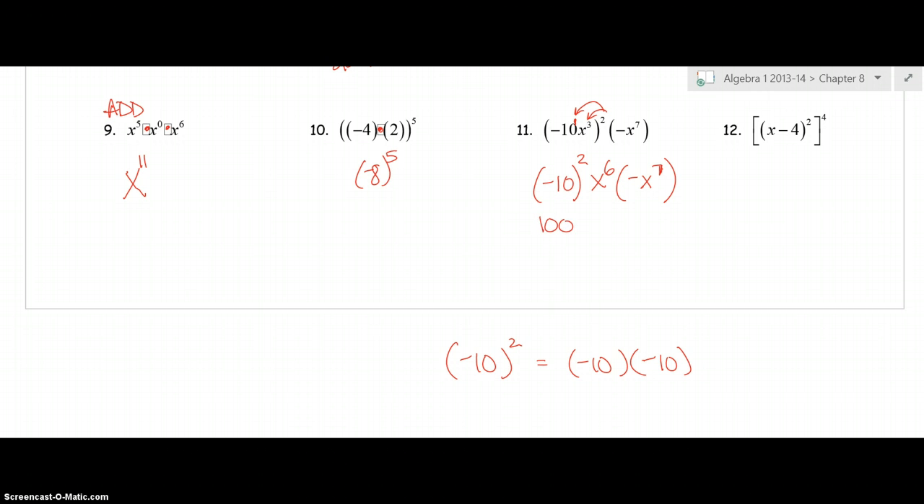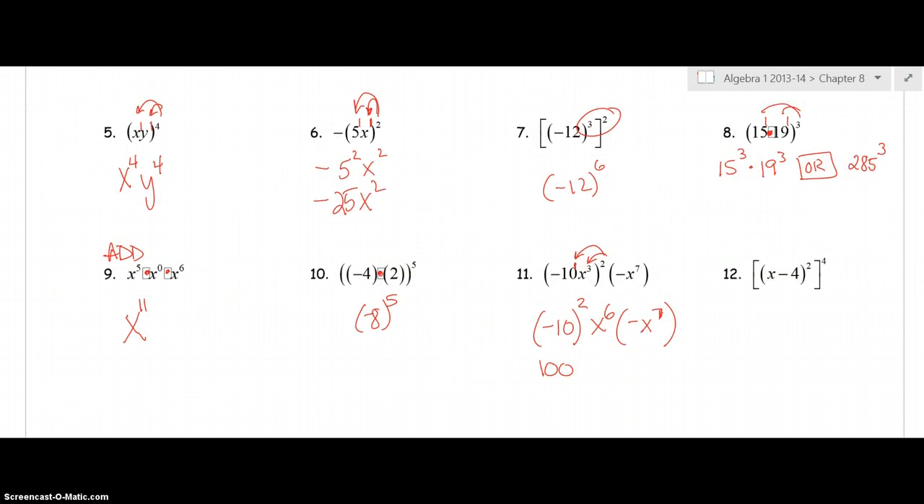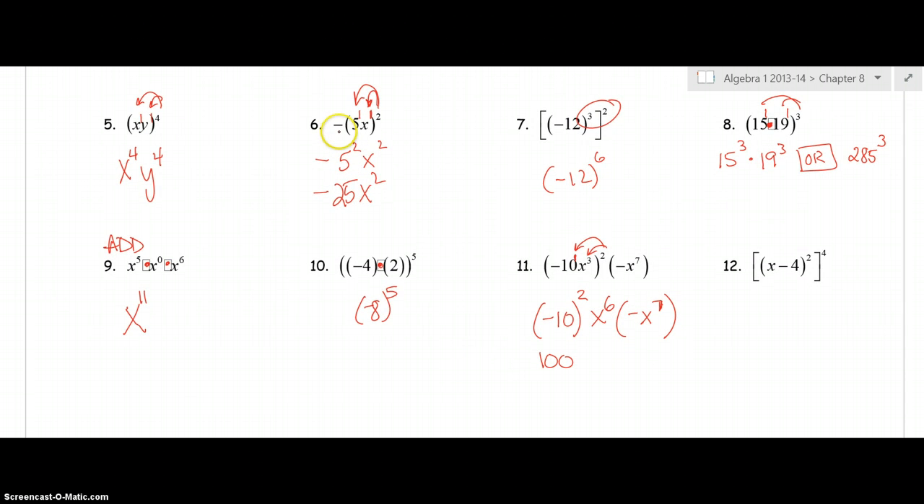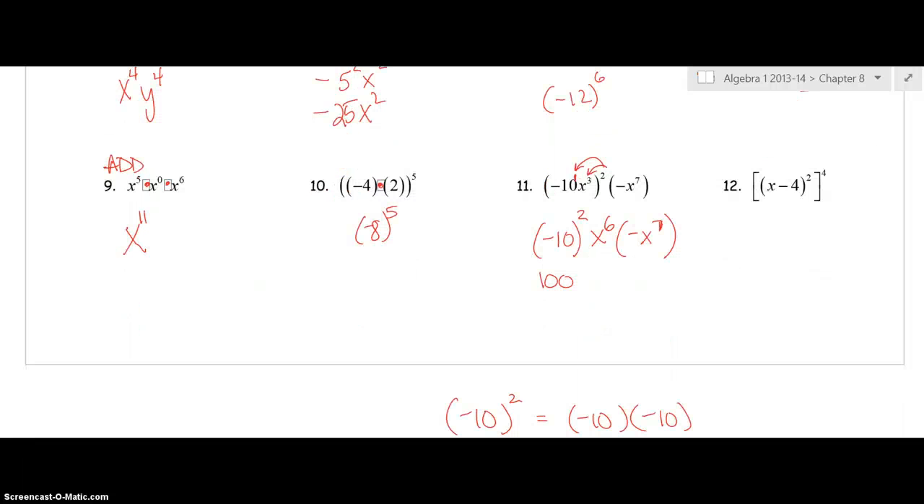That is different from number 6. Number 6, the negative was outside of the parentheses, so it stayed with us during our whole problem. It just stayed out front. It was not touched by the square. Okay? We only worked with the 5. But here the negative is part of the square.